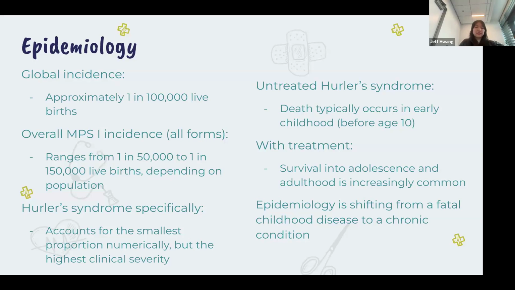Hurler syndrome specifically accounts for the smallest proportion numerically, but is the most severe case. Untreated Hurler syndrome usually leads to death in early childhood before the age of 10, but with current treatment and more treatment in the future, survival into adolescence and adulthood is increasingly common. Hurler's syndrome is shifting from a fatal childhood disease to more of a chronic condition.